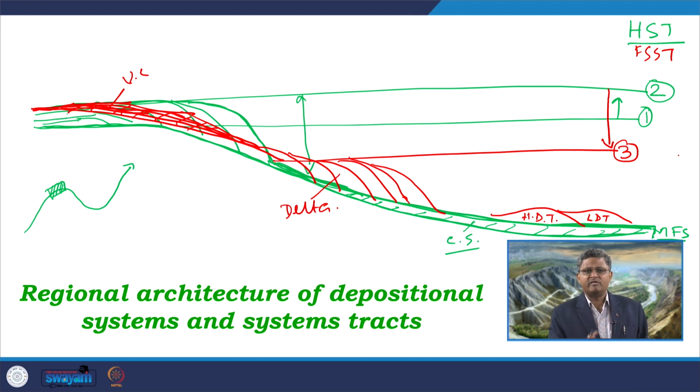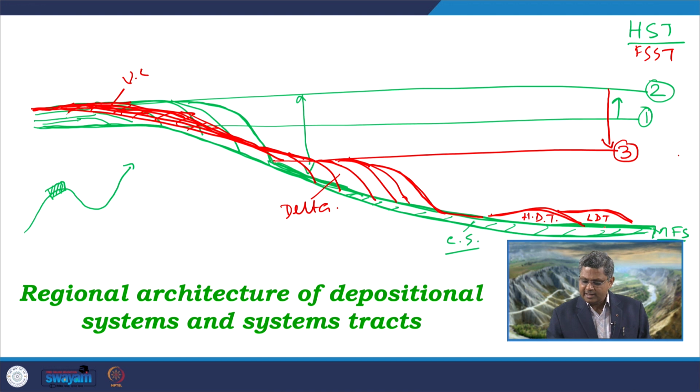So what is the surface we are getting at the end of the falling stage systems tract? This is the surface, the unconformity, which is continuing over here up to this point as an unconformity surface, and then we will get offlapping lobes, and those offlapping lobes will be ending up with a correlative conformity surface. This is the correlative conformity surface, and then here also we will get the correlative conformity surface.